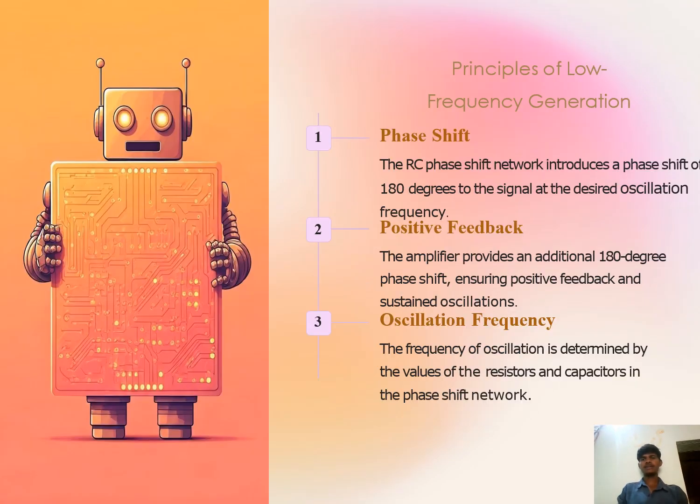Principle of low frequency generation, phase shifting. The RC phase shifting network introduces a 180-degree phase shift to the signal to describe the oscillation frequency. Positive feedback: the amplifier provides an additional 180-degree phase shift, ensuring positive feedback and sustained oscillation. Oscillation frequency: the frequency of oscillation is determined by the values of resistance and capacitance in the phase shifting network.